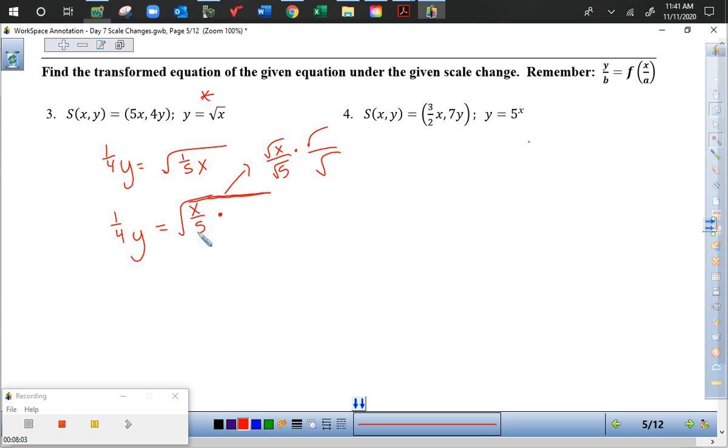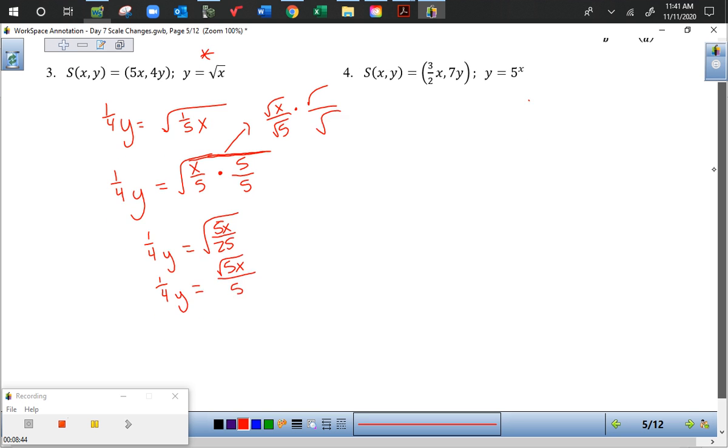And what we're thinking here is I need this 5 to be something that comes out nicely, or a perfect square in this case. So I need to multiply by 5 on top and bottom to get that to happen for me. So 1/4 is coming down again, and then I have x times 5 is 5x on top, and then 5 times 5 is 25 on the bottom. And now I can say that that really is the square root of 5x over the square root of 25, which is just 5.